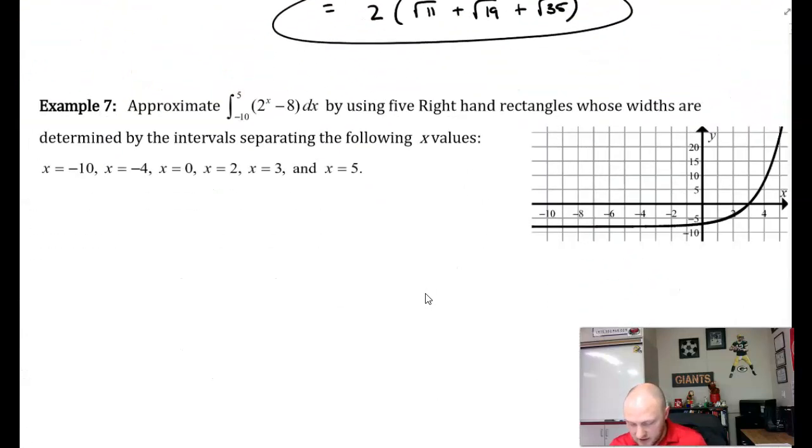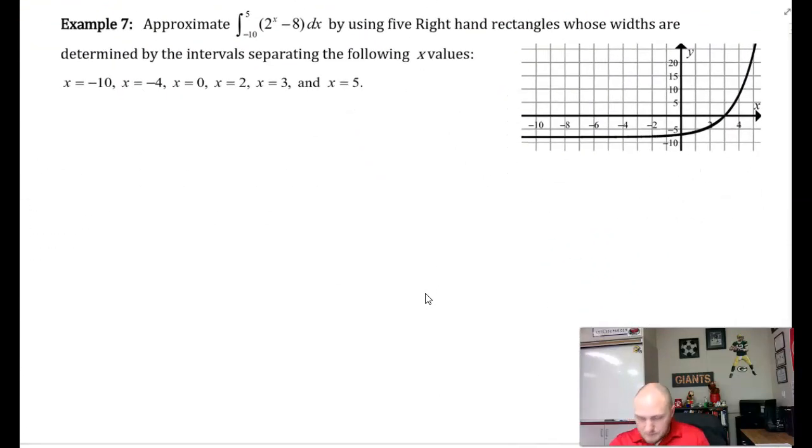Example number 7 asks us to approximate the integral from -10 to 5 of 2 to the power of x minus 8 dx by using 5 right-hand rectangles whose widths are determined by the intervals separating the following x values. So a lot of times Riemann sums will give you intervals, or a table of data will just give you the intervals, and they say use these intervals.